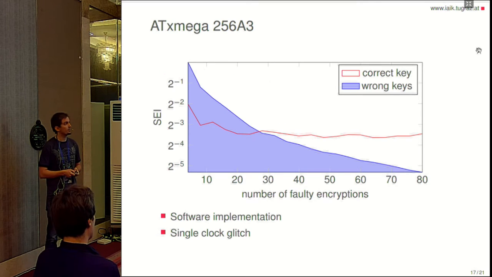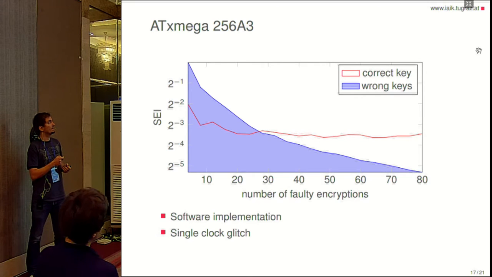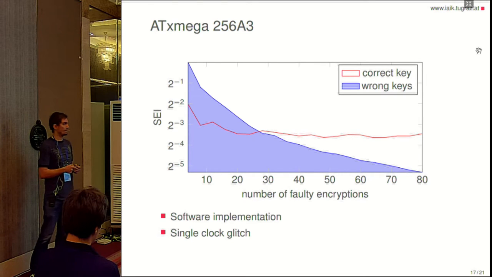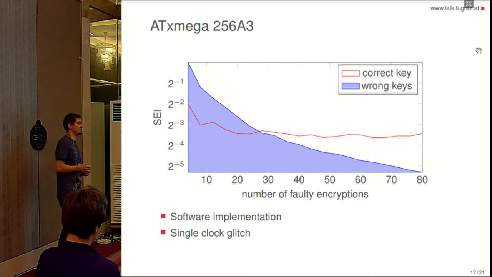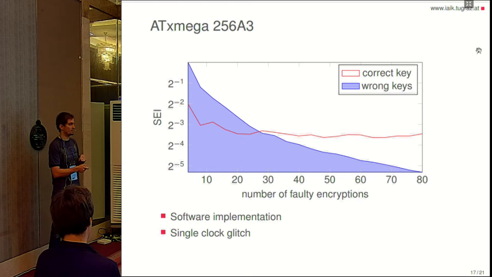So to get more insight, here is the attack on an ATxmega256A3. This microcontroller was running a software implementation of AES, and we tried to influence the distribution of a single byte before the last MixColumns application with the help of a single clock glitch.